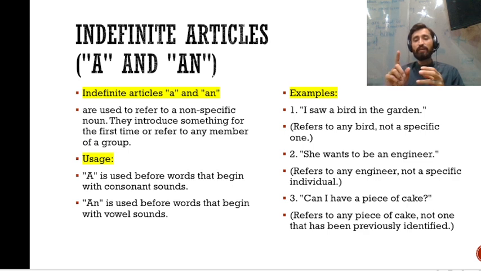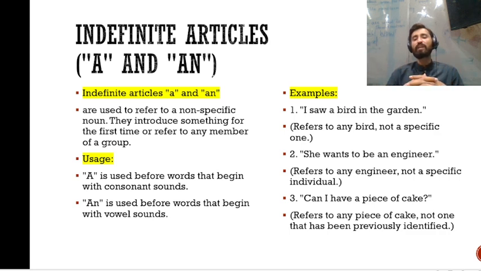Now, basically ये इसलिए यहाँ पे यूज़ हुआ है क्योंकि bird consonant sound है. ठीक है? B is a consonant sound. Refers to anyone, any bird, not a specific one. And it also gives us the number like a single bird, okay, not more than that.